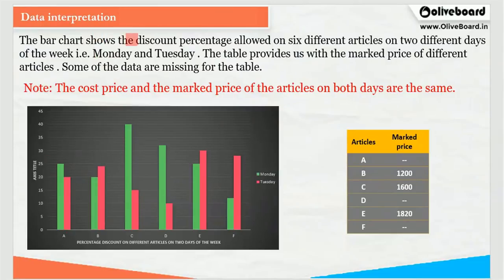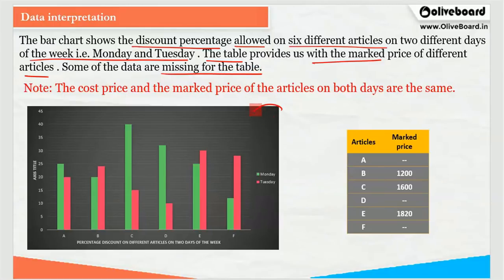So this is basically the direction of that particular DI. The direction goes like this. The bar chart shows the discount percentage allowed on 6 different articles on 2 different days of the week, that is Monday and Tuesday. The table provides us with the mark price of different articles. Some of the data are missing from the table.